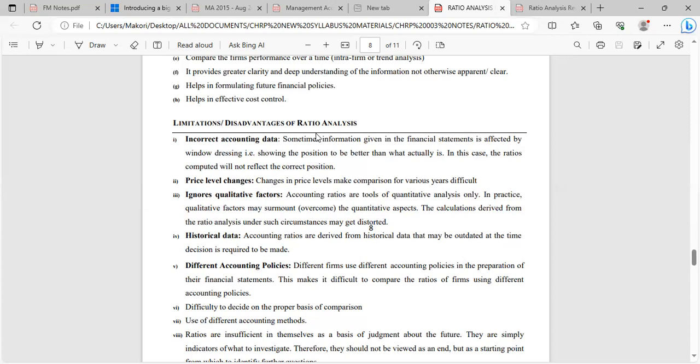So it is normally historical, and you might find that what has happened might not be important in predicting what might happen in the future. Some firms have got different accounting policies. Therefore, it becomes a bit difficult to compare the ratios between those firms. And also, it is difficult to decide on the proper basis of comparison and use of different accounting methods.